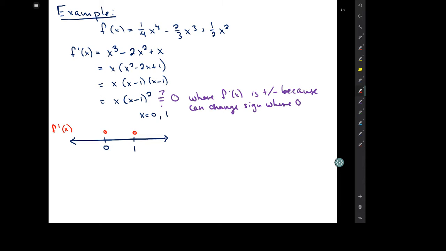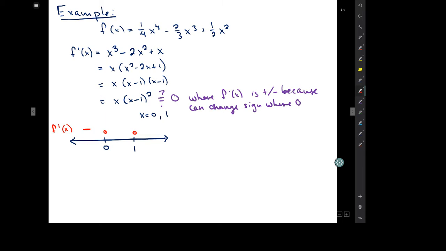Now, if I plug in a number that is less than 0, let's say that I plug in minus 1 to the derivative, I'm going to have a negative in that x factor, and then I know that x minus 1 squared is going to be positive. So I'm going to have a negative times a positive, which is negative.